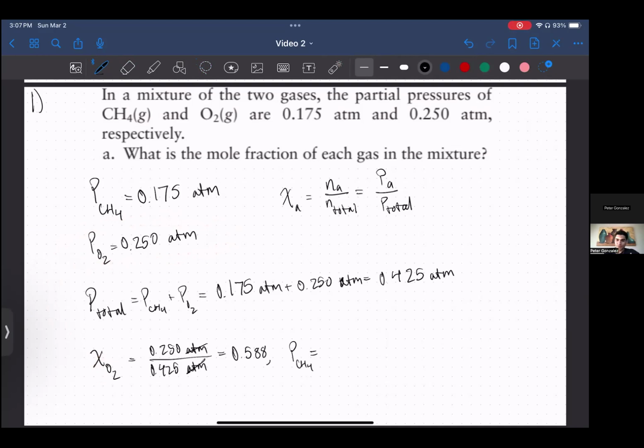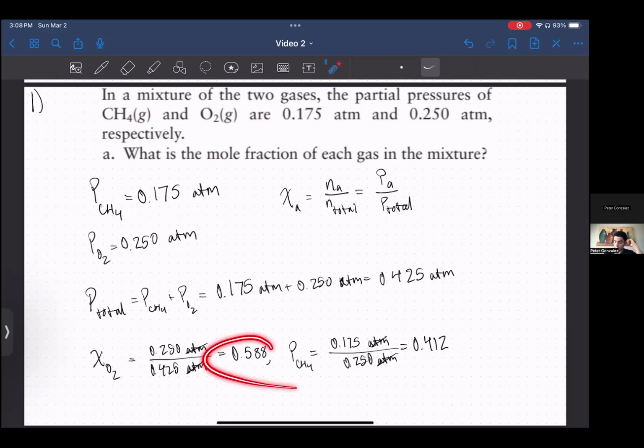Awesome. So now doing this out properly, the mole fraction of methane will be 0.175 atm over 0.250 atm. And this value will be equal to 0.412. Awesome. And if you notice too, if you were to take the mole fraction of O2 and add up the mole fraction of CH4, it equals 1, which makes sense because all we did was just say the total pressure divided by total pressure. It has to be one. You need to have the full pressure accounted for.